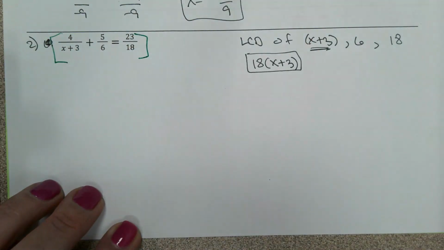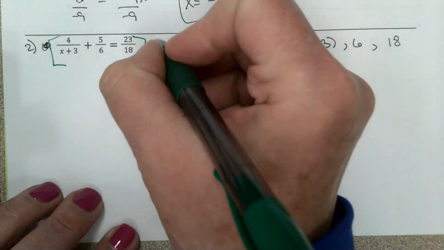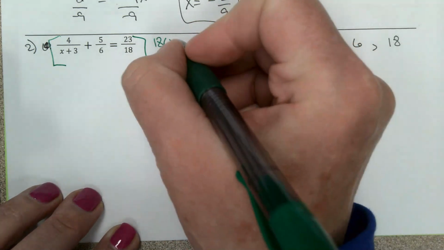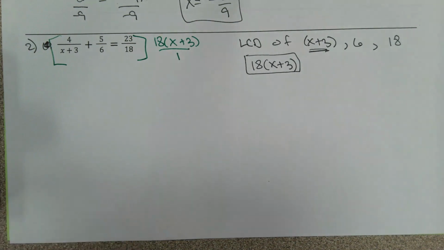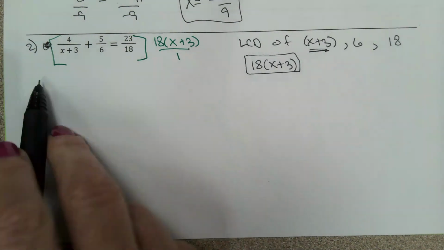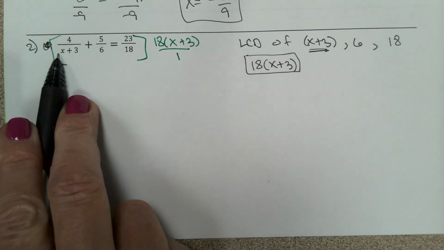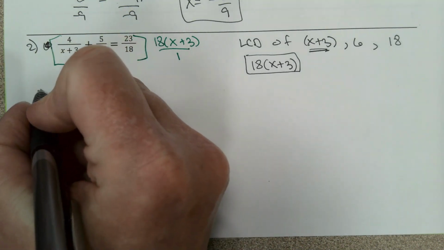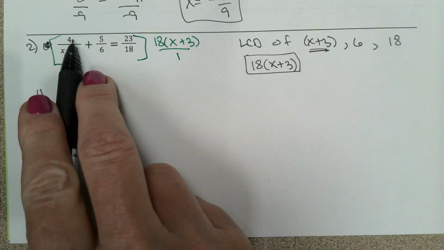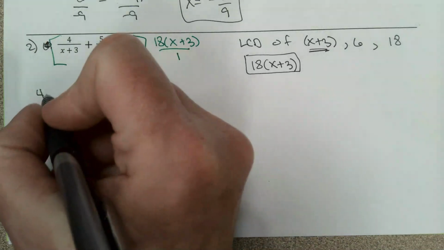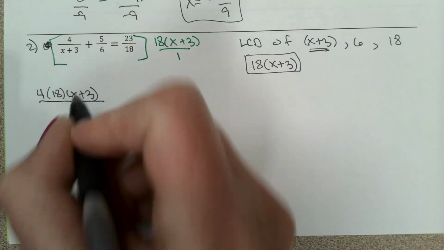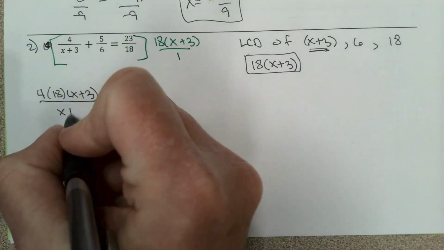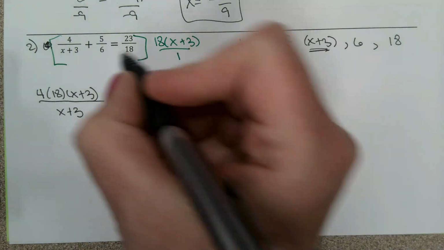I'm going to multiply every single term by 18 times x plus 3. Feel free to put it over 1 because it'll help you line up your numerators and denominators. All right, so I have this first fraction. I'm going to keep all the numerators together. So I have 4 times 18 times x plus 3 over x plus 3, that existing denominator.